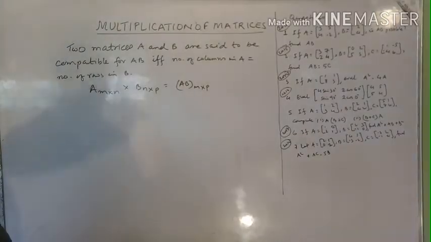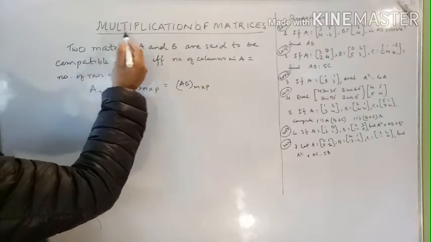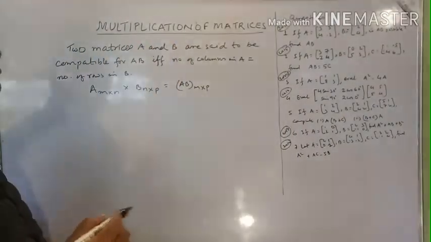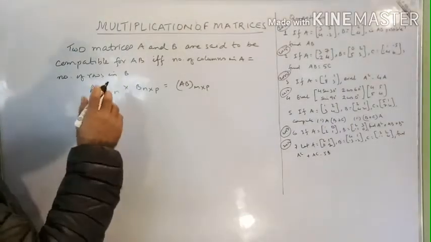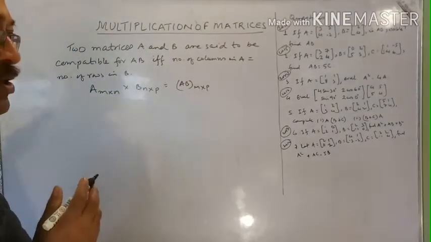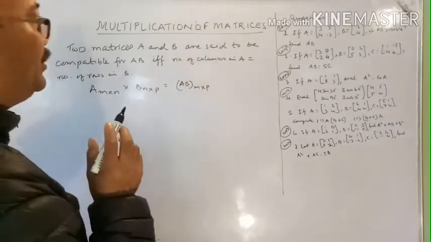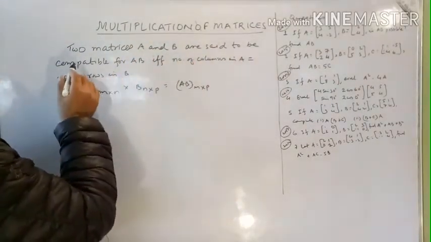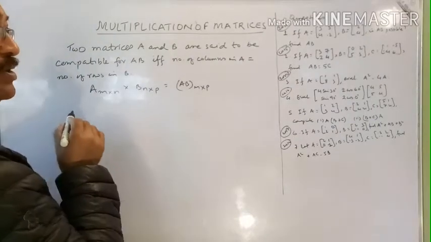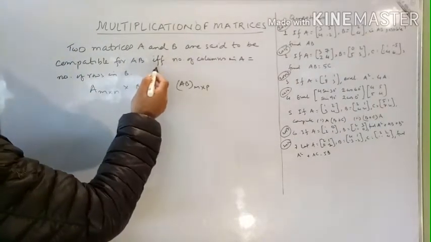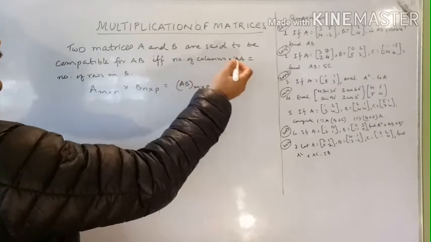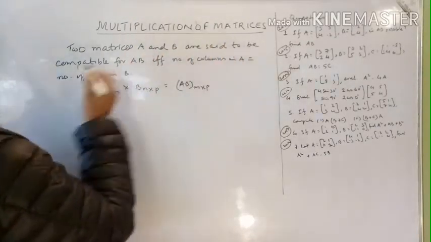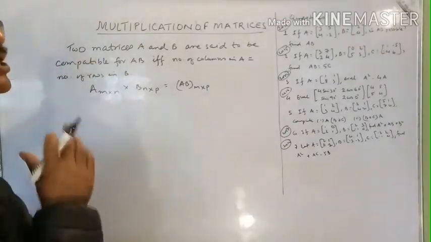Children, so today we'll see how to multiply matrices. Now remember children, all matrices cannot be multiplied. Two matrices A and B are said to be compatible for product AB if and only if the number of columns in A is equal to the number of rows in B. This is a necessary condition.